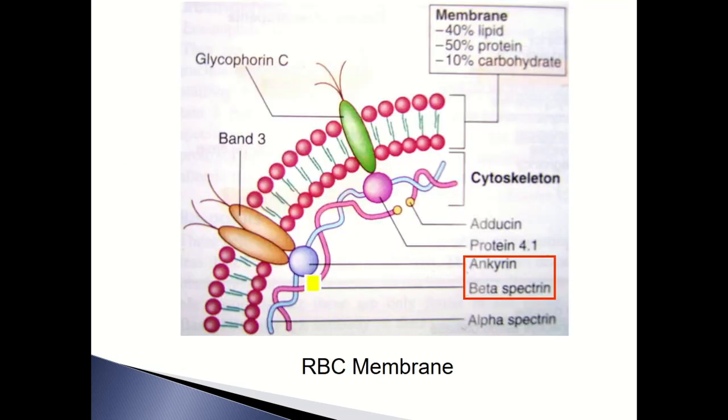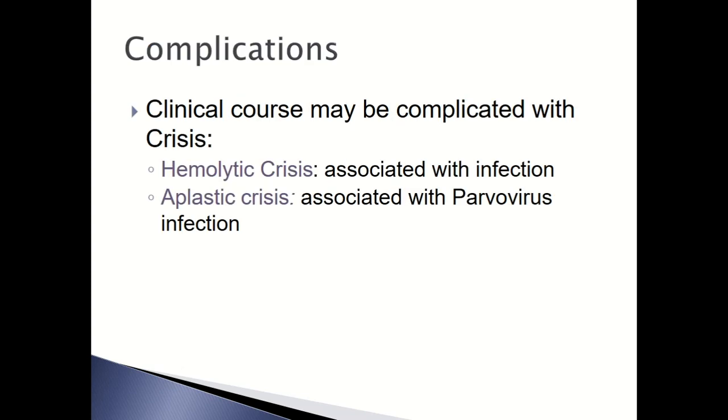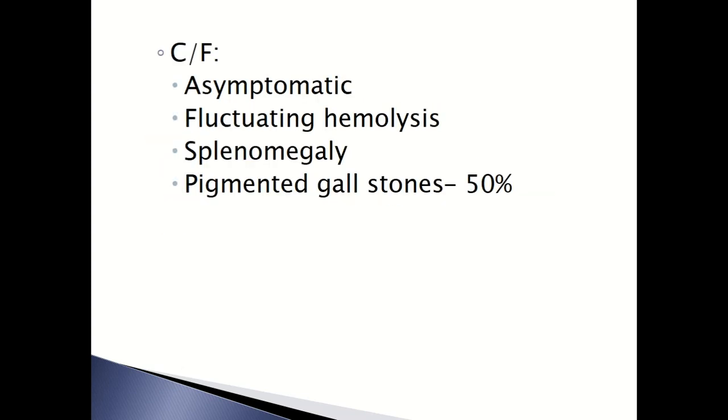So this is the ankyrin protein and this is the spectrin protein. Whenever there is deficiency of this chain, ankyrin, spectrin, this is the RBC membrane structure. This is band 3, this is glycophorin C. Whenever there is deficiency of this protein, there are structural abnormalities, and that will cause the RBC to become spherocytic, and they get destroyed within the macrophages.